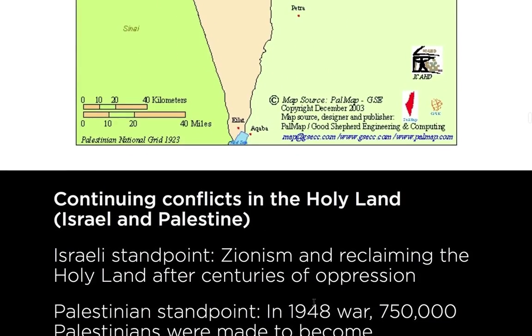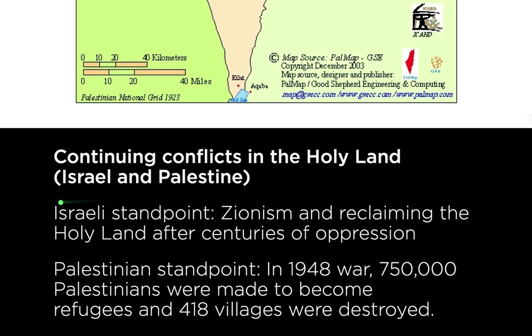So if we go down here, we can see we have these continuing conflicts. Why is that? Well, from an Israeli standpoint, they have experienced centuries of oppression with events so horrific as the Holocaust, where 6 million Jews were murdered. And out of these oppressive events, not just the Holocaust, but even before that, the movement of Zionism was birthed by this man named Theodor Herzl. It's this movement to reclaim the Holy Land and create the Holy Land as the true homeland of the true Jewish state.